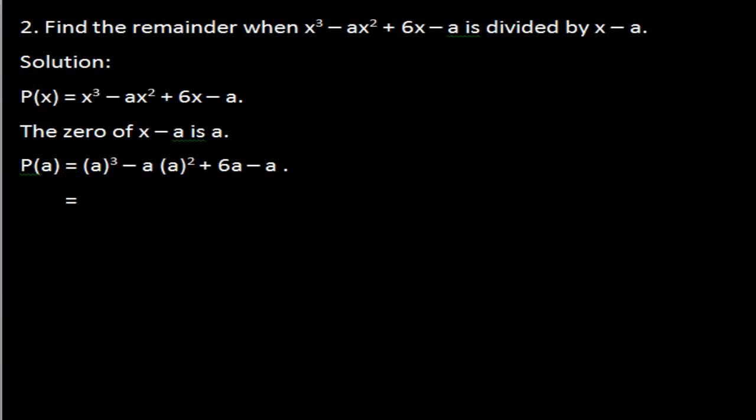Then what will you get? Cubing that a, it becomes a cube minus square of this a, which is a square. That a square will be multiplied with this a, it becomes a cube. Then plus 6a minus a. So this plus a cube and minus a cube gets eliminated. So 6a minus a becomes 5a. So the remainder here is 5a.